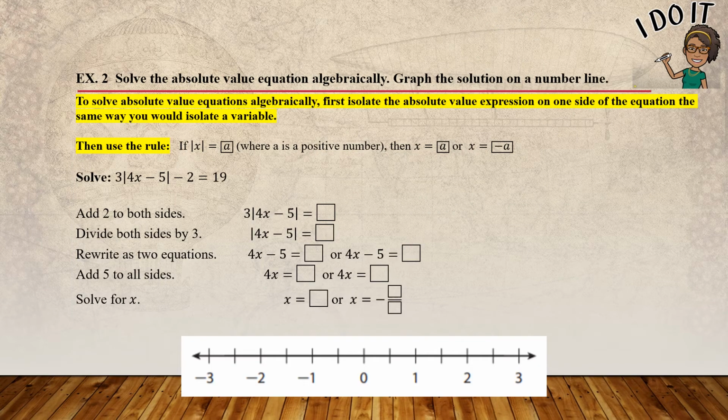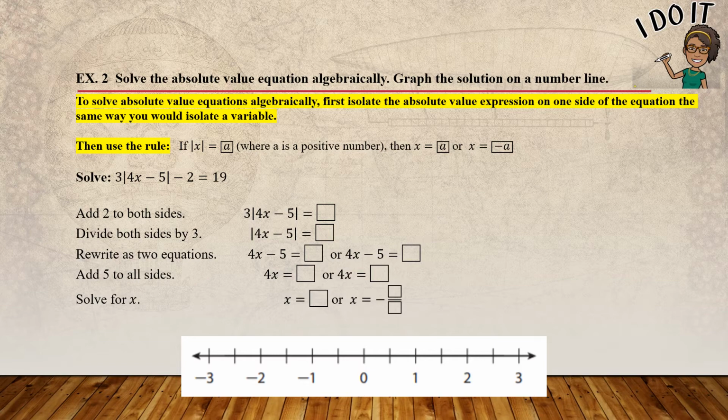All right, so let's look at example number 2, where it says solve the absolute value equation algebraically and then graph the solution on the number line. When we solve an absolute value equation algebraically, we have to first isolate the absolute value expression on one side of the equation, the same way we would isolate a variable in a linear equation.